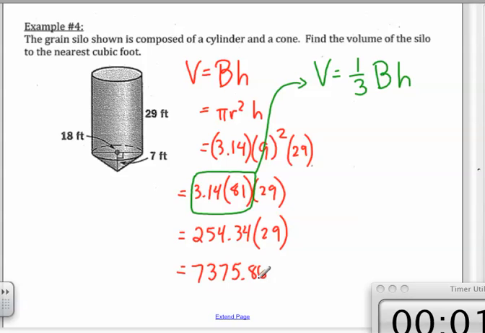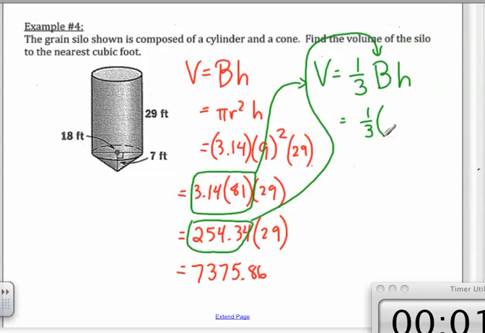Good. All right. Now, guys, do you mind? Can I go ahead and take the 254.34 and just plug it in for the base? Is that all right with you? You see how it's the same thing as that circle that we found in the cylinder? So the volume of the cone is going to be 1/3 times 254.34 times the height of the cone. Now what's the height of the cone, Justin? 7 feet. So I'm going to put 7 over here.